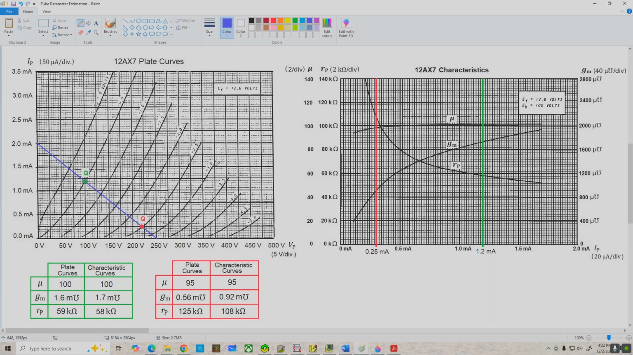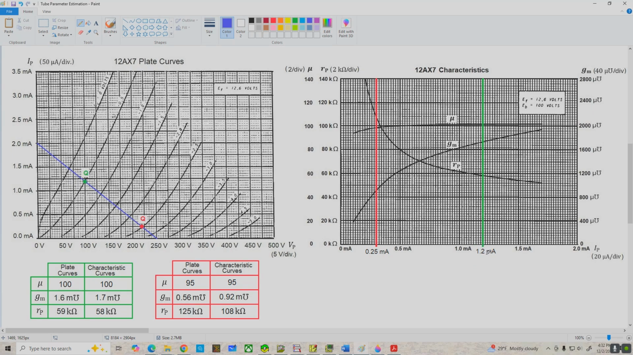Now, on the left-hand side are the plate curves with our hypothetical load line and Q points. Then over here on the right are the characteristic curves from the data sheet, which are a graph of mu, transconductance, and dynamic plate resistance as a function of plate current for some particular fixed plate to cathode voltage, in this case 100 volts. Now, I've marked off my Q point currents here on the horizontal axis. Our red Q point has an IPQ of 0.25 milliamps. Our green Q point has an IPQ value of 1.2 milliamps.